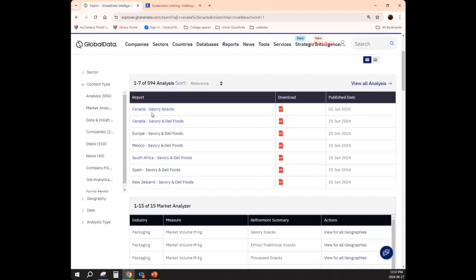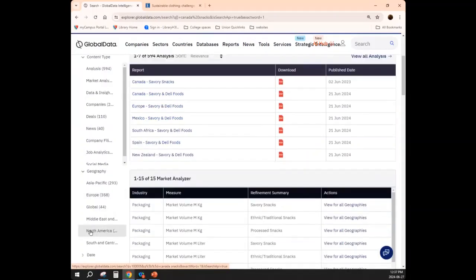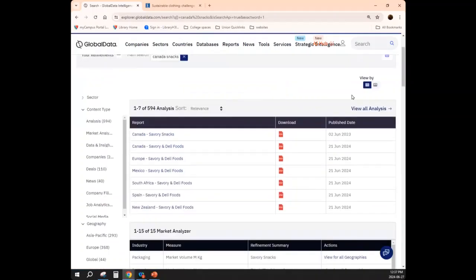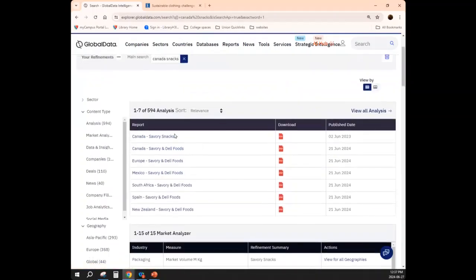If I don't see what I want here, again, I could play around with the filters on the side. Maybe just geography, filtering to North America might help bring it up, or I could look at all of the other reports, because this is just the top few that come up. I could look at all of them by doing view all analysis.